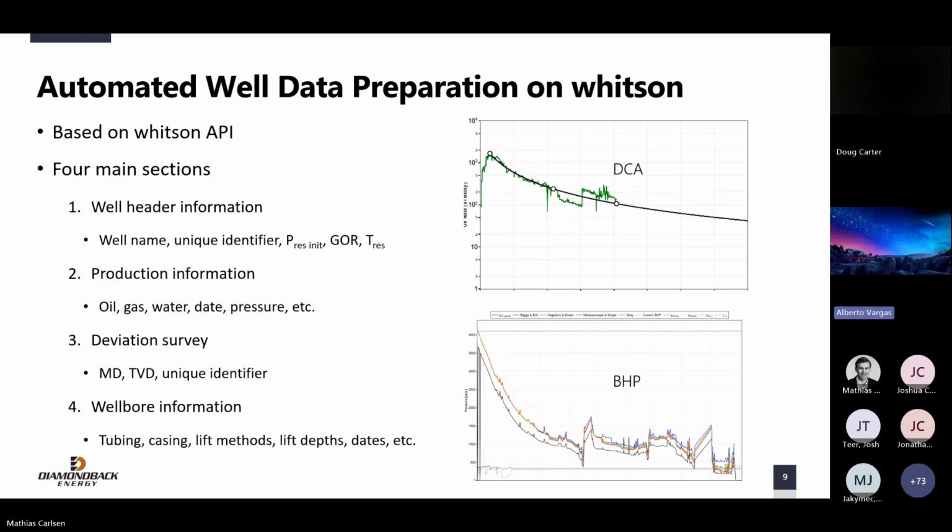Before diving into RTA results, let's talk about Diamondback and Whitson data automation efforts. As mentioned earlier, managing data is more complex than alphabetizing spaghetti. To do that, we built an entity model to represent well headers, production, deviation surveys, and wellbore data.